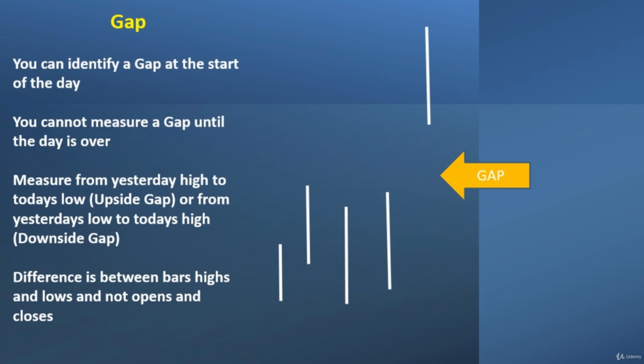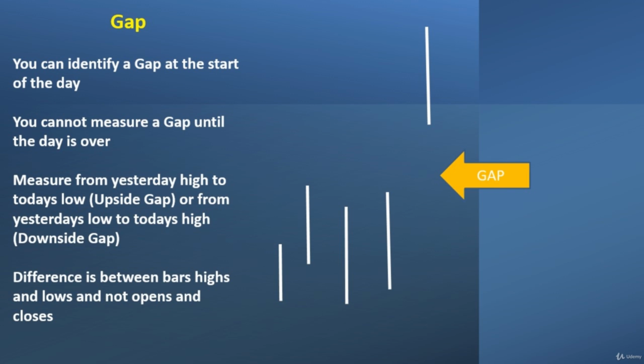And so you're measuring from yesterday's high to today's low, and that would be an example of an upside gap. There's a space between yesterday's high and today's low. Or from yesterday's low to today's high, where there would be a downside gap. So gaps can be either going upward or going downward. And the difference is between, again, the bars' highs and lows, not the opens and closes. So when you're looking at gaps, you're really looking at that trading range of highs and lows.